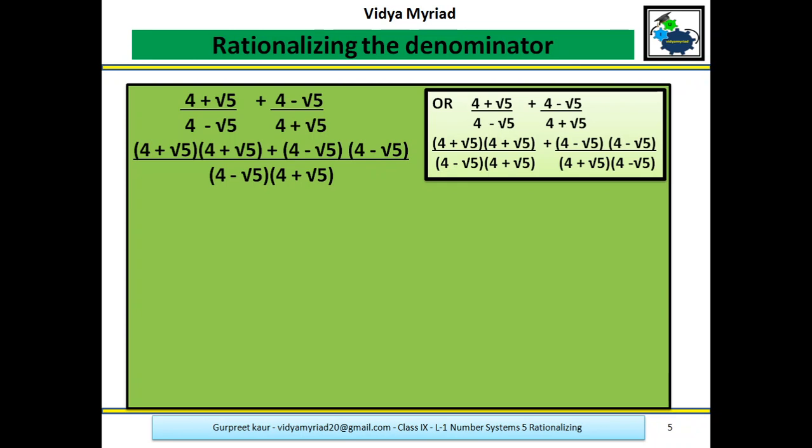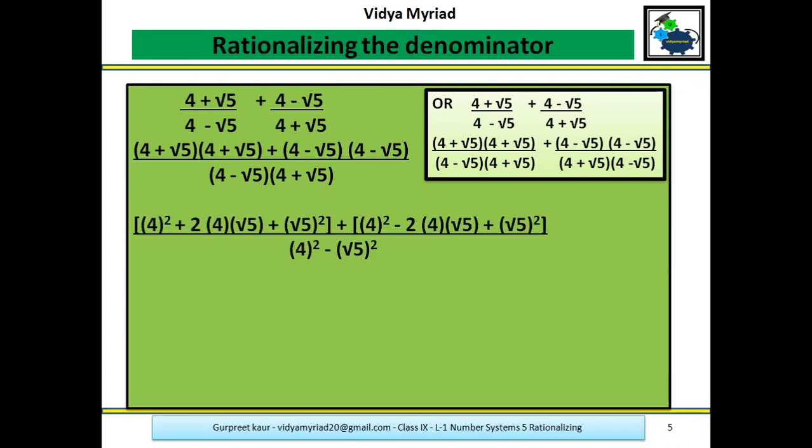Now, if I want to rationalize it, in the first case you will multiply and divide by 4 plus root 5. In the second case, you will multiply and divide by 4 minus root 5. If you look at your right side and the left side, both look quite similar. When I solve it, just open the bracket. You should know the formula of a plus b the whole square, that is a square plus 2ab plus b square. In the second one, it is a minus b the whole square, so a square minus 2ab plus b square upon a square minus b square.